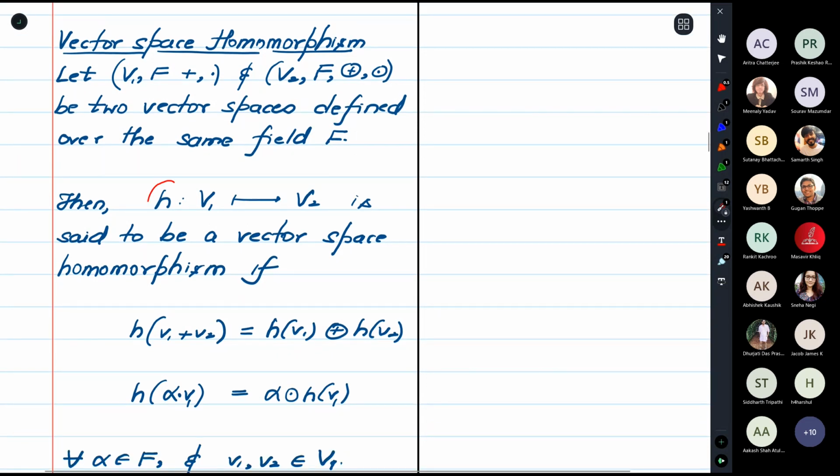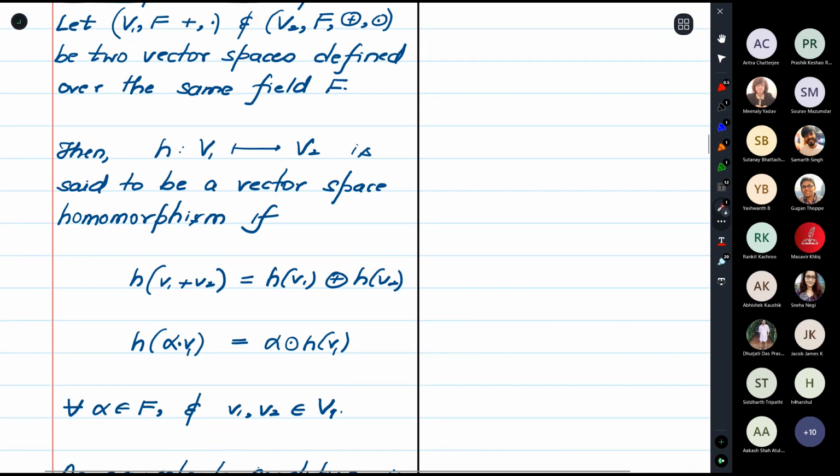Now again, I have a function h which goes from this set to this set. So h is a function from V1 to V2, and we will say this function h is a vector space homomorphism if it preserves structure. What does that mean? If you perform the addition operation in the domain, the output of that should be the addition operation in the codomain. So h of v1 plus v2 must equal h of v1 plus h of v2, and the additions have to be appropriately defined. The addition over here is the addition in the domain vector space, and the addition defined over here is the addition in the codomain vector space.